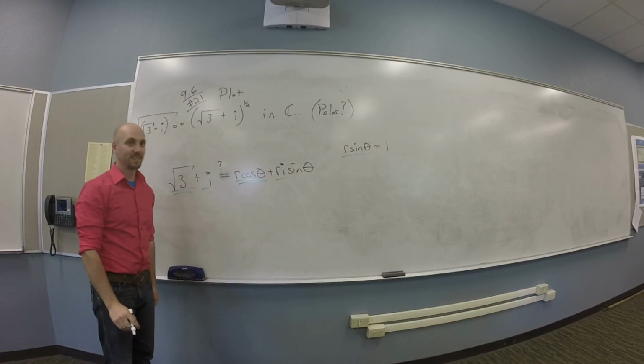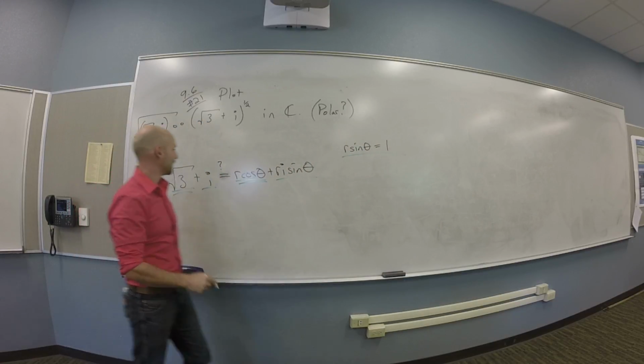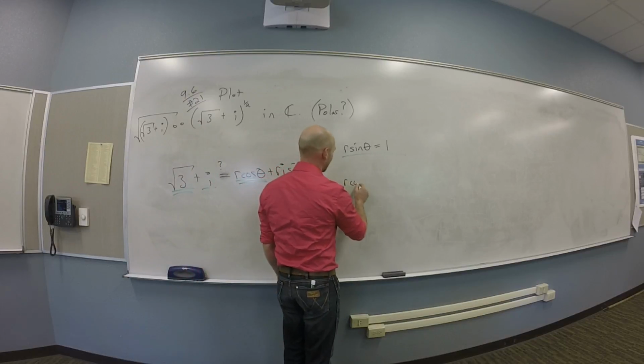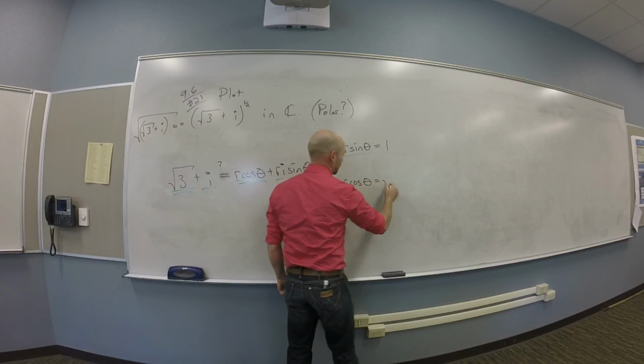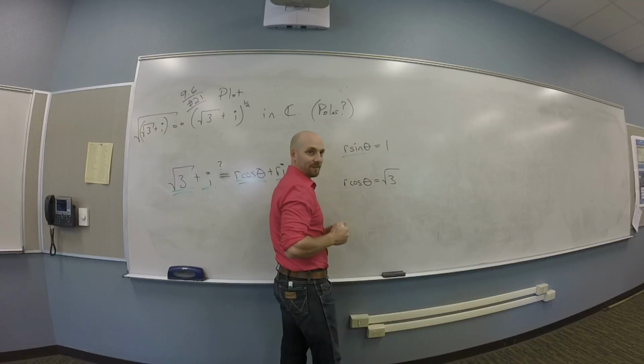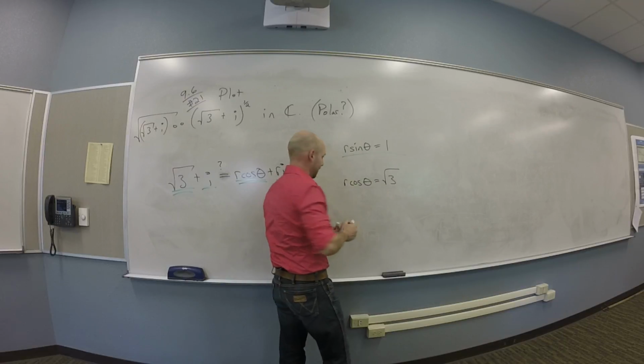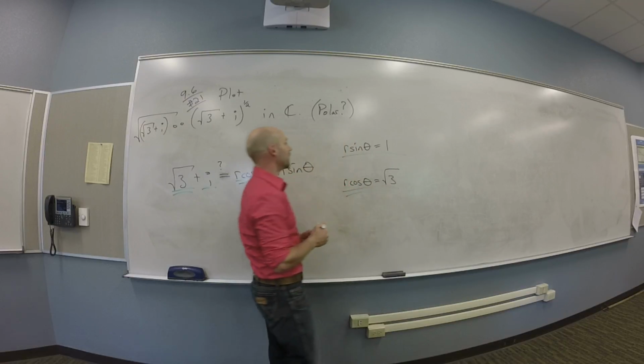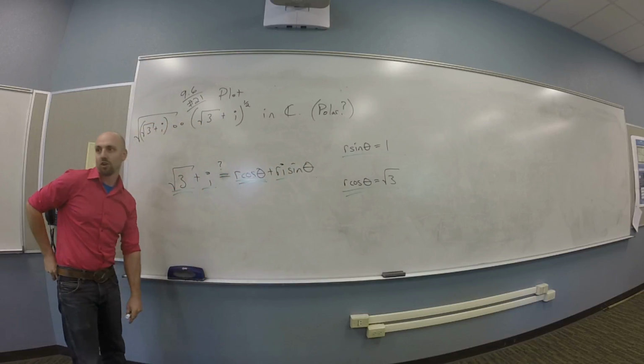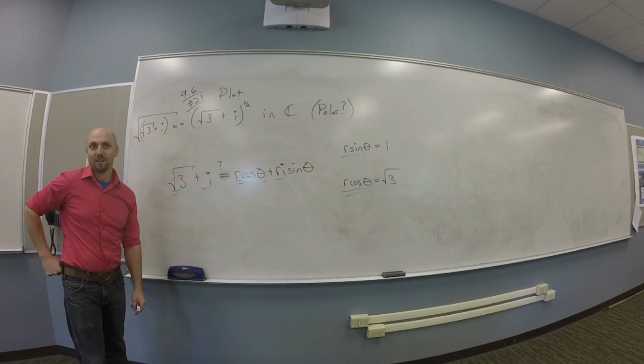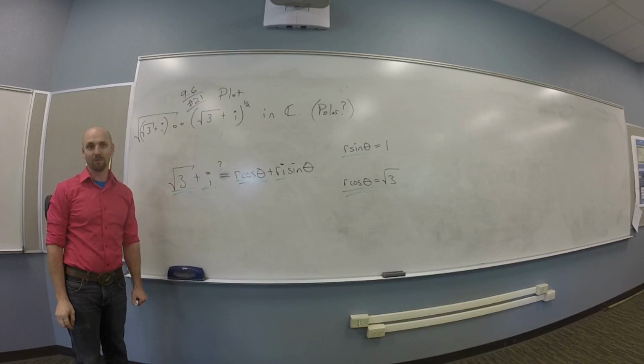You guys see that? And from the double underlined stuff, I got r cosine theta is the square root of 3, right? It should be noted that in the single underlined stuff, I took an i out of there, like a tag, like we do with de Moivre's.